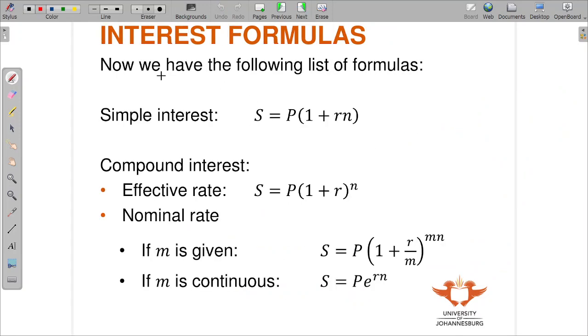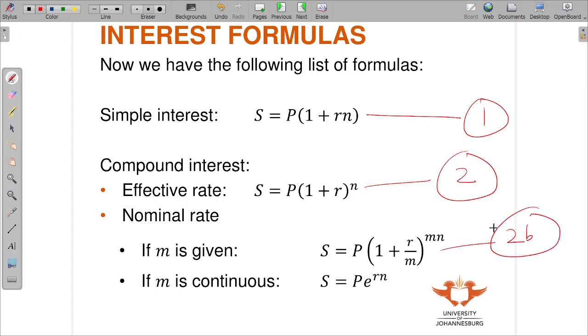Now record the formulas again. This is our equation 1 for simple interest. This is our equation 2. This is our equation 2b. This is our equation 4. Please take note of the formulas. Equation 3 is this one we have here. Please take note of these formulas and ensure that you know how to use them.